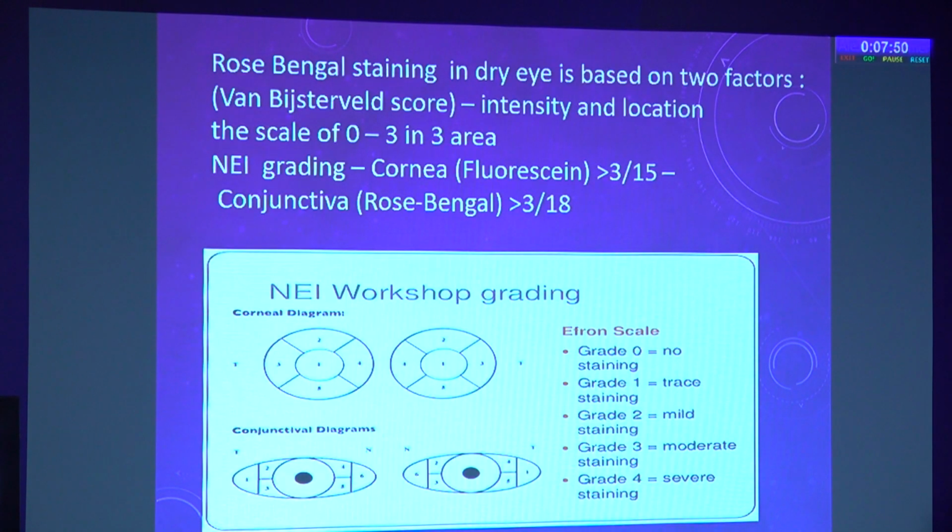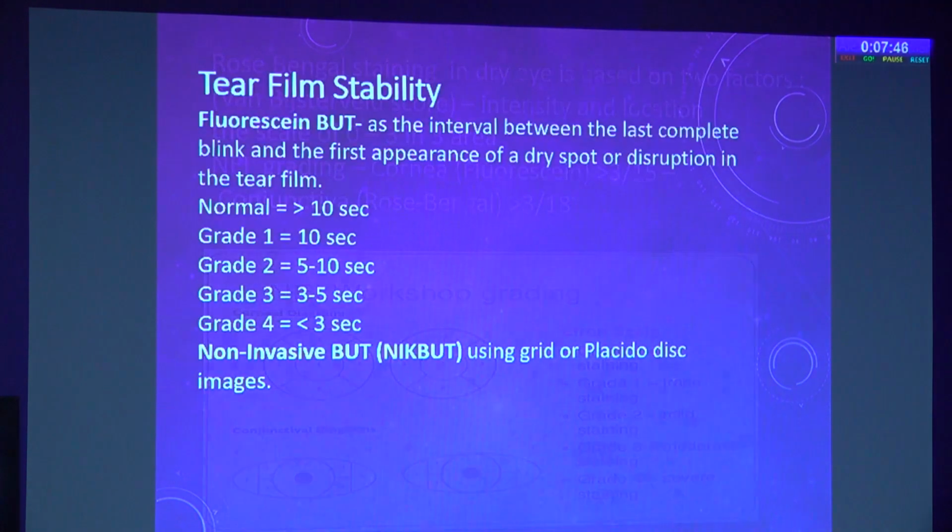We can use Efron scaling, according to which we can grade the ocular surface. Tear film stability: how do we measure the tear film stability? Normally by fluorescein breakup time. Anything more than 10 seconds is normal, meaning the tear film is more stable. Anything less than that means the tear film is unstable.